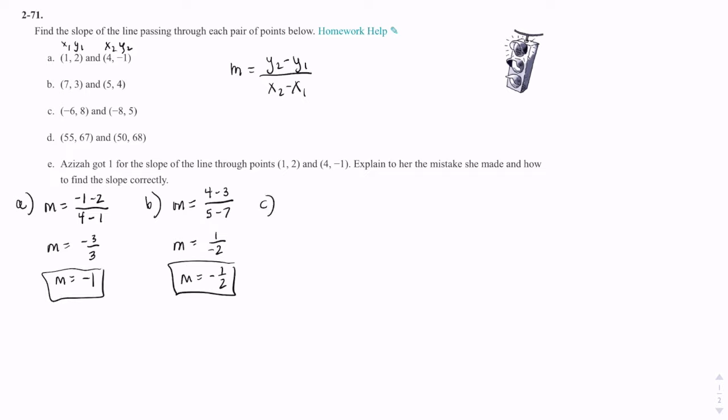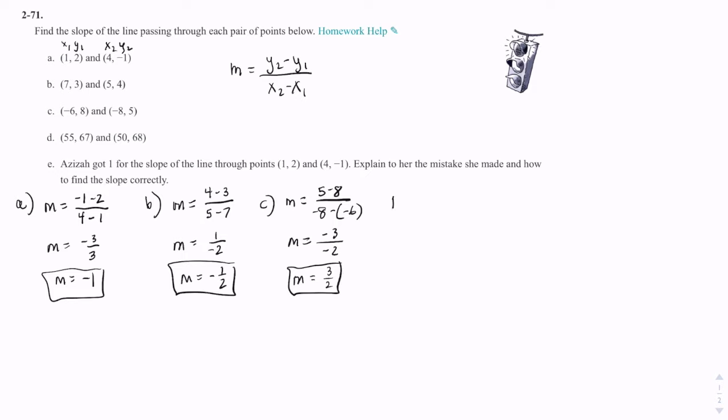Okay, for C, I have the slope is 5 minus 8, y2 minus y1, over negative 8 minus negative 6, right? So the slope is 5 minus 8 is negative 3 over negative 8 minus a negative, that's plus. Negative 8 plus 6 is negative 2. So a negative divided by a negative is positive, so we get the slope to be 3/2.